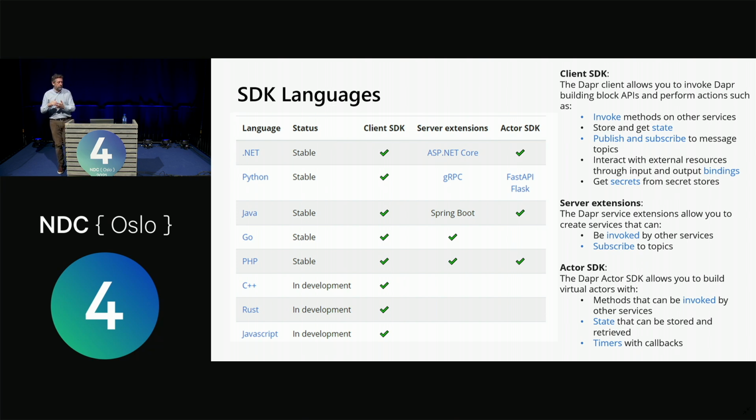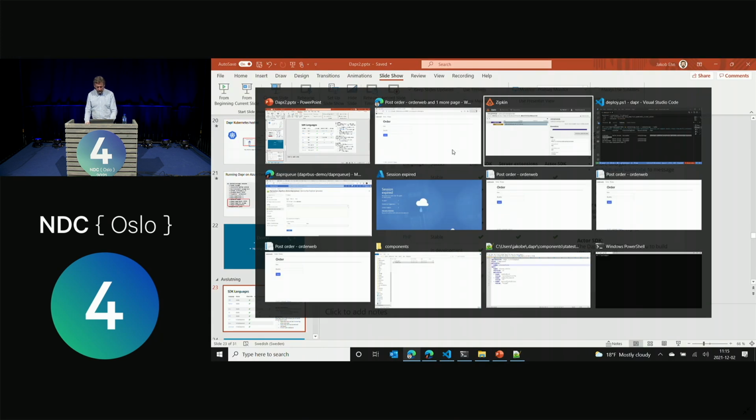Then for some of these languages you have extra things like the server extensions. For ASP.NET Core, for example, it makes it easier to connect a few things, and you can codify some things more nicely. You can inject the Dapr client, for example, and so on. But again, you can use any language that you want, and that's really one of the key points here. And again, take a look at the Dapr IO site for more information.